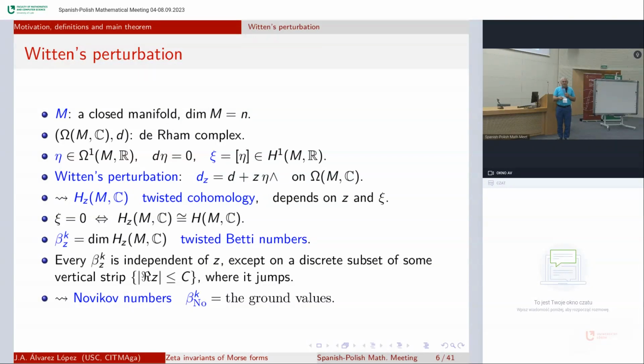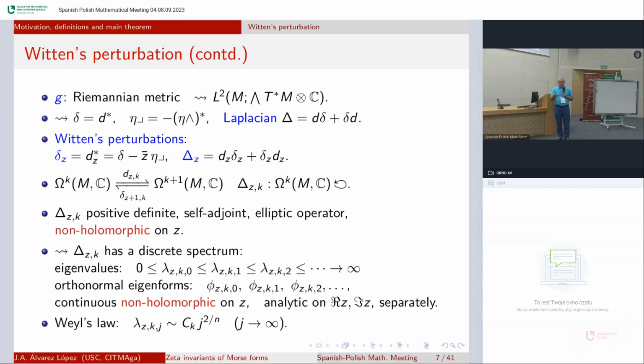And the eigenvalues are denoted in this way by lambda zeta k. And we have corresponding orthonormal eigenforms. And Weyl's law states this asymptotic expression, that they grow, up to a constant, like j to the power 2 over the dimension as j goes to infinity.